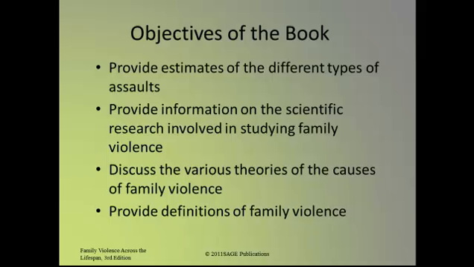The author talks a little about some of the objectives of the textbook, and you'll notice they say they provide estimates of the different types of assaults and information on scientific research involved in studying family violence. I mentioned in my first week's talk that the text is rather heavy with statistics and tables, and as we read this book, we need to develop the capacity to draw the essentials out of that material.